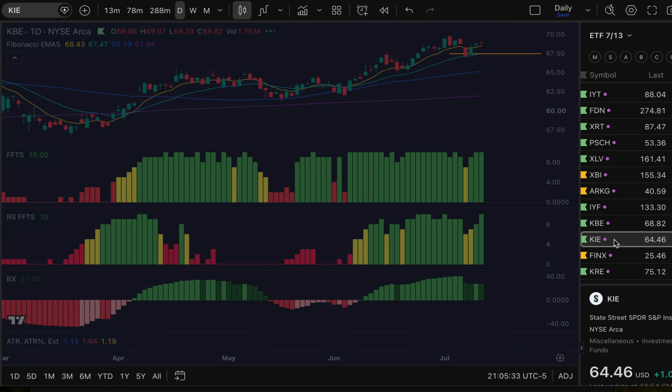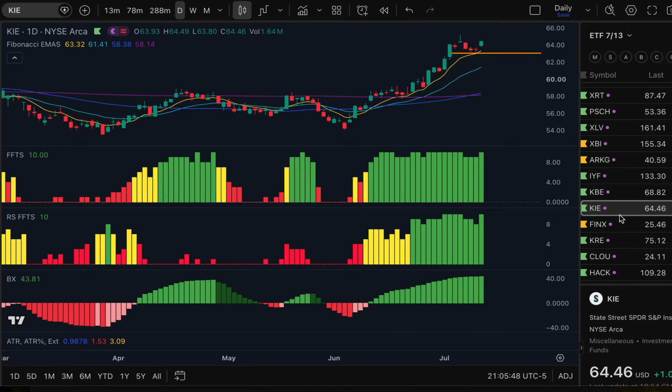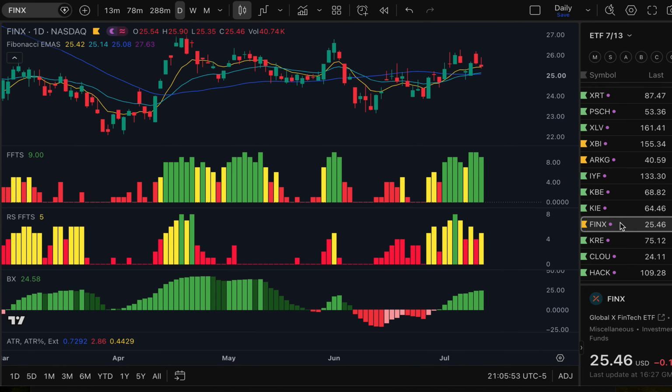KIE, this is also within the financial sector. It's an insurance ETF. Perfect scores. And FINX, this is a global fintech ETF. Relative strength trend is not good, but the trend is 9 out of 10, and it has positive momentum. I do have a position in Robinhood, and that's the only financial position that I have.